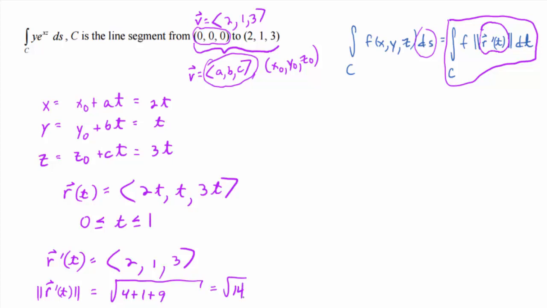Almost there. So then what does this integral become? The integral from what to what? 0 to 1. Magnitude R prime of t, root 14, dt. What did I forget? Yeah, okay.